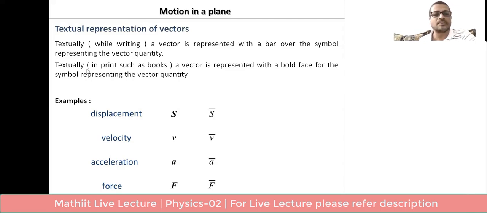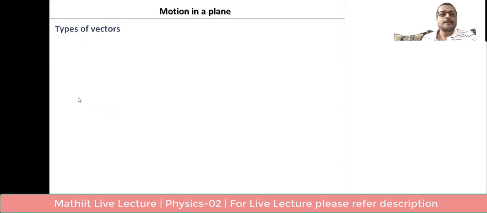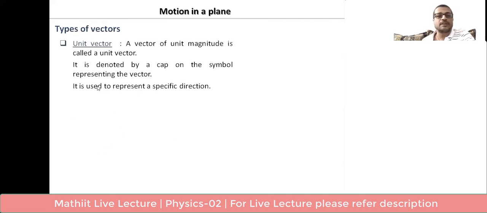Okay, so let us come back to this. Types of vectors. Yesterday, I did not touch upon that. We directly went to addition of vectors. But when we are studying about vectors, it is worthwhile to know about types of vectors. Here, first one is a unit vector. A vector of unit magnitude is called a unit vector.